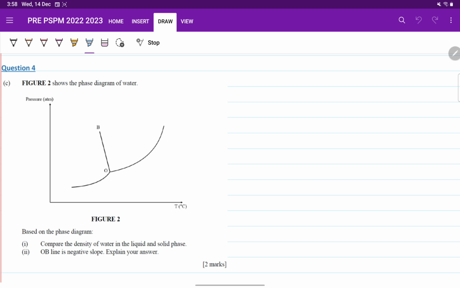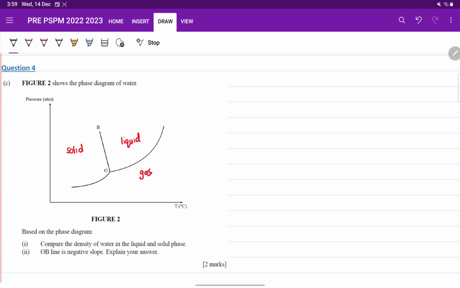Now, moving on to question 4C, figure 2 shows the phase diagram of water. So, based on the phase diagram, compare the density of water in liquid and solid phase, and then soalan kedua, OB line is negative slope, explain your answer. So, sebelum kita tengok kepada soalan, okay, so this is the phase diagram of water. Macam ni kita tahu phase diagram of water, ada satu unit trait pada phase diagram of water yang mana kita akan ada dekat sini negative slope. Okay, so dekat sini kita boleh labelkan. So this part will always be solid, this part is liquid, and dekat bahagian bawah ni adalah gas.